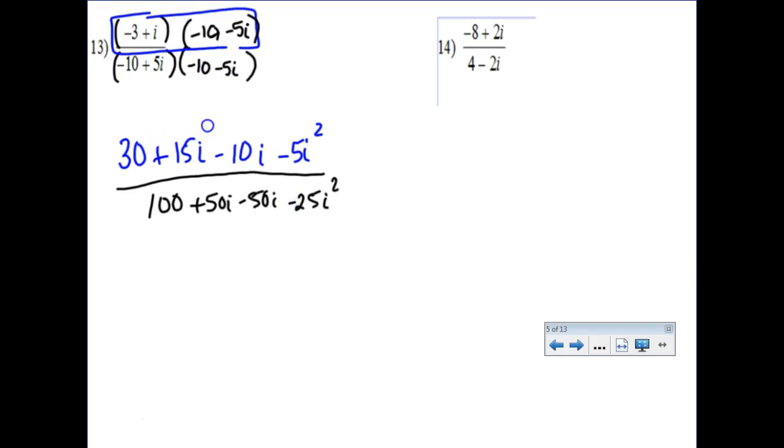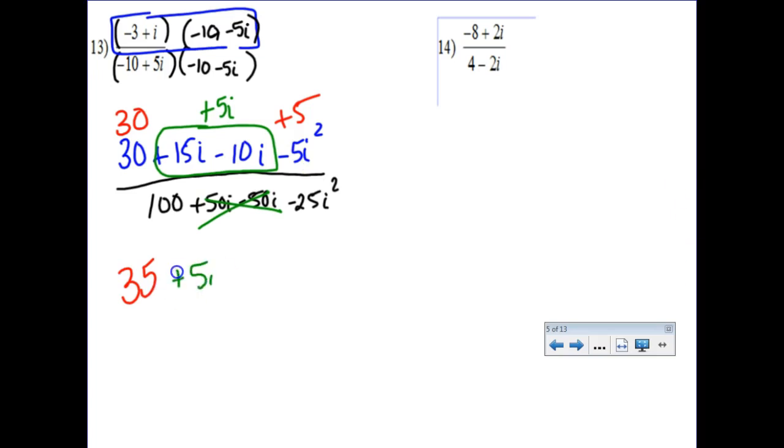Alright, here goes. Simplifying these. So this is a plus 5i. These cancel. And then this is a 30, yes, but this is really a plus 5 because of the i squared. So the numerator up here is a 35 plus 5i. And then in the denominator, remember this term is really a plus 25. So you have 125 in the denominator. But you can't leave it like that.